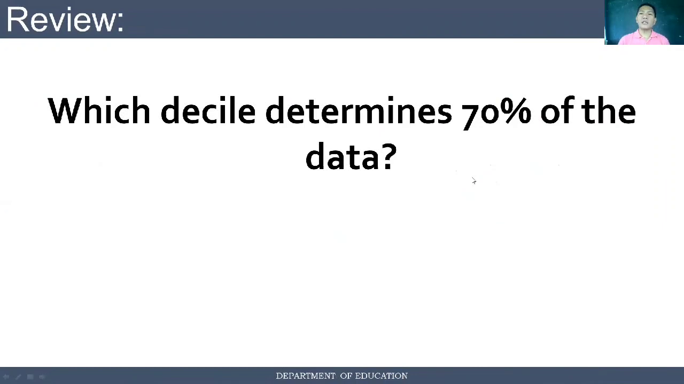Next, which decile determines 70% of the data? Go. And your answer is 7th decile.